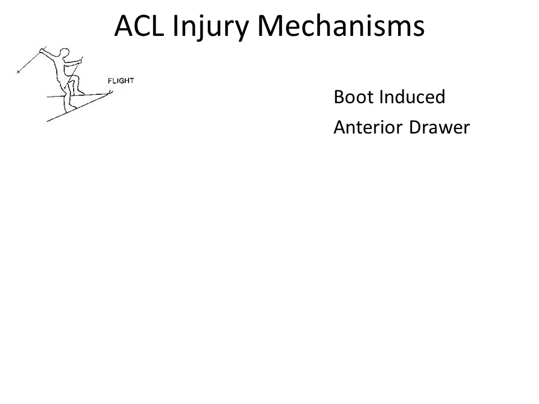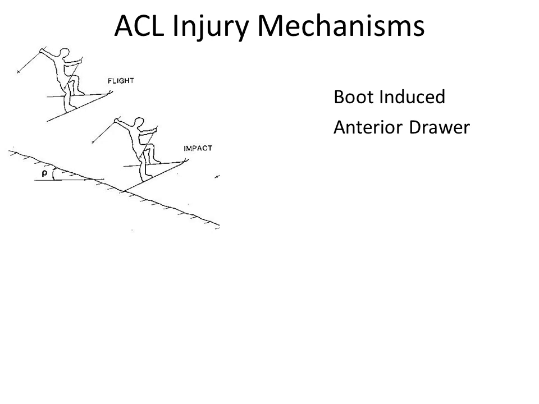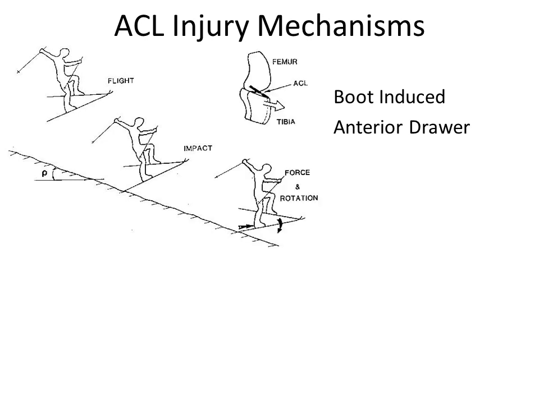There are two ACL injury mechanisms. The first is the isolated boot-induced anterior drawer. This occurs when a skier experiences flight in the unbalanced rearward position. As the skier contacts the snow, the tails of the skis hit the snow first, followed by a rotation of the skis downward to meet the snow.